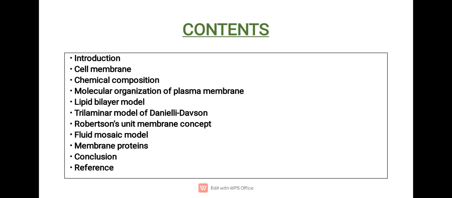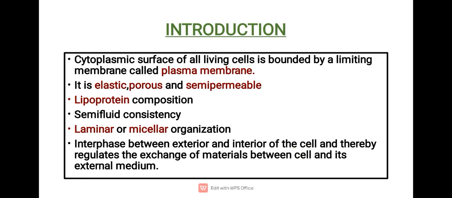Let's once again learn about the cell membrane: chemical composition, molecular organization of the plasma membrane, lipid bilayer model, trilaminar model of Danielli and Davson, Robertson's unit membrane concept, fluid mosaic model, and membrane proteins, along with a conclusion about all these topics. So first, the cytoplasmic surface of all living cells is bound by a limiting membrane called the plasma membrane.